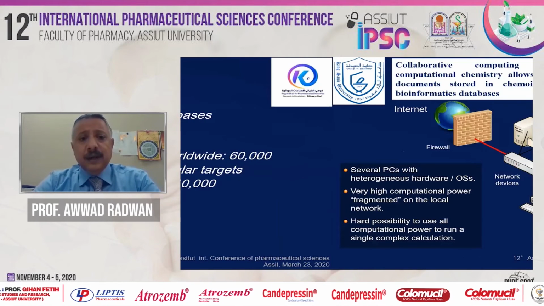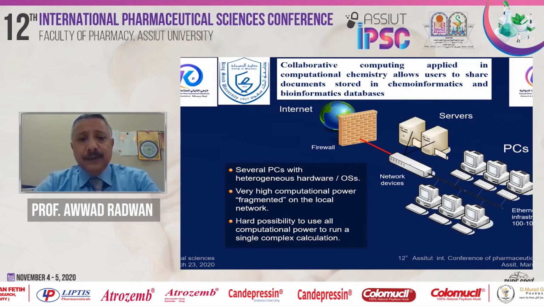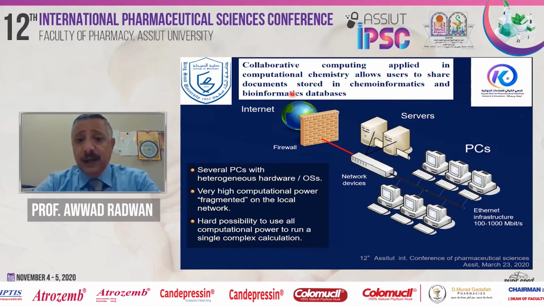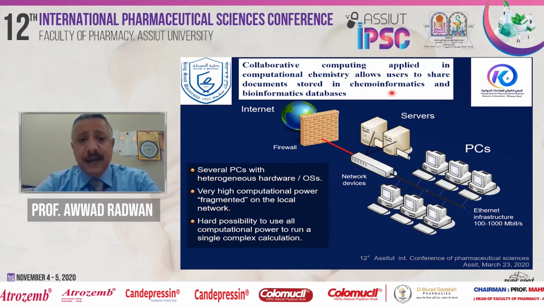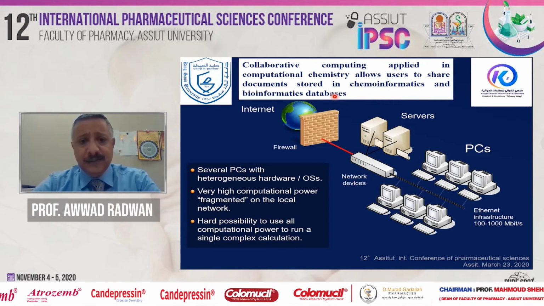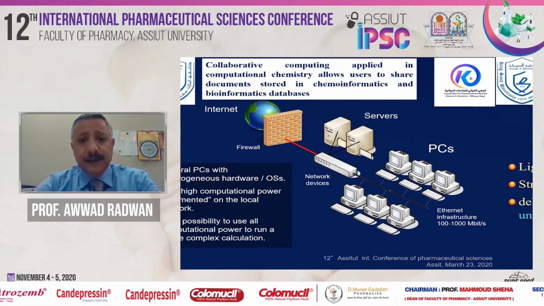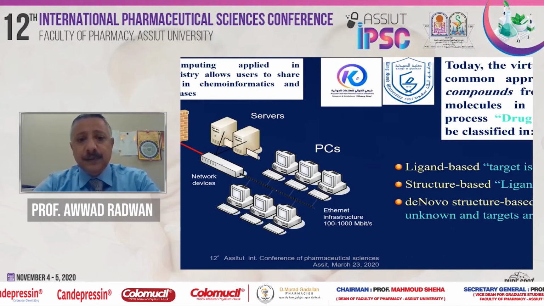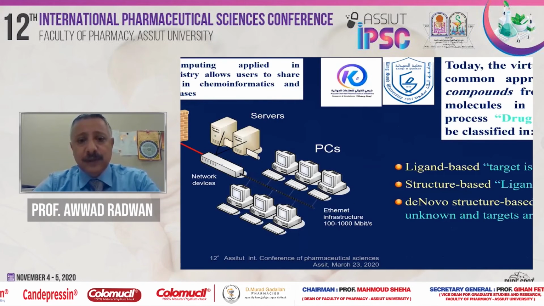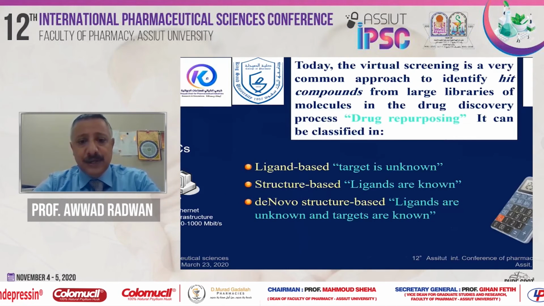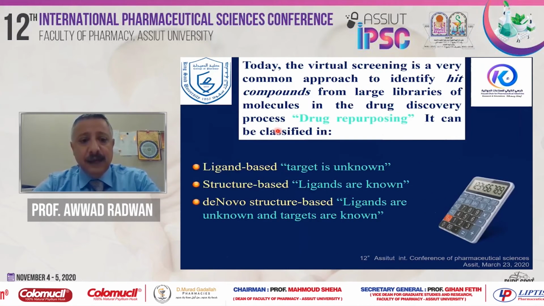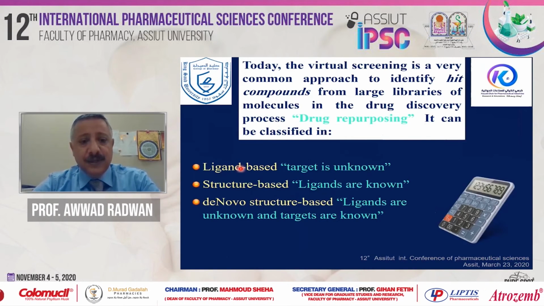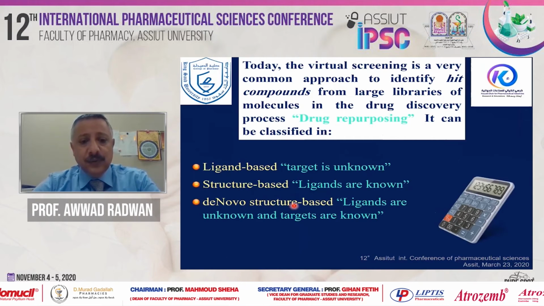Fortunately, collaborative computing applied in computational chemistry allows users to share documents stored in chemoinformatics and bioinformatics databases. Today, virtual screening is a very common approach to identify hit compounds from large libraries of molecules in the drug discovery process. It can be classified into ligand-based database search, structure-based, then de novo structure-based.